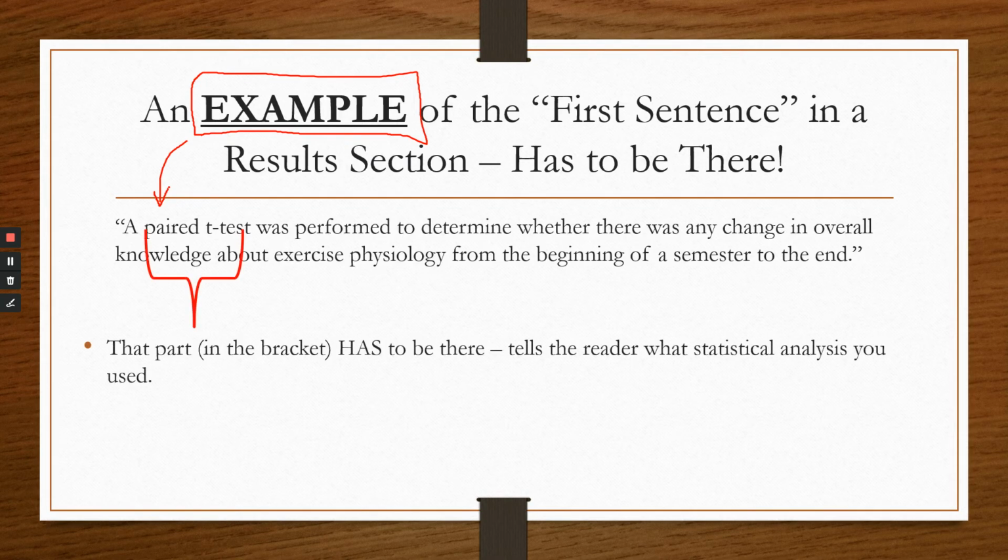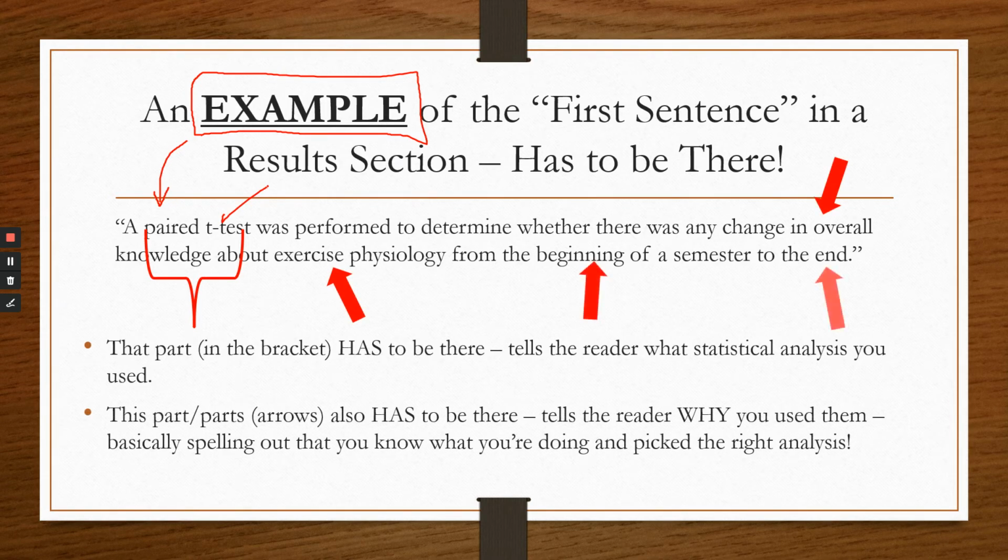So this first part in the bracket has to be there. This tells the reader what statistical analysis we used. And this second part with the arrows has to be there as well. It's spelling out what you're doing.